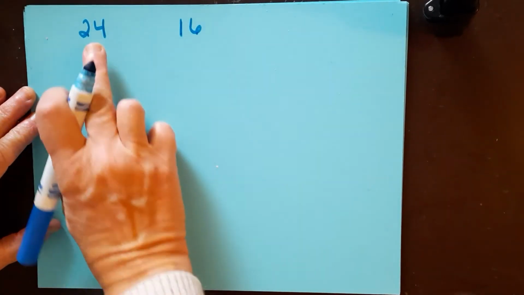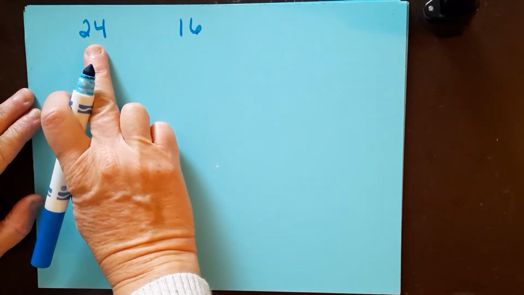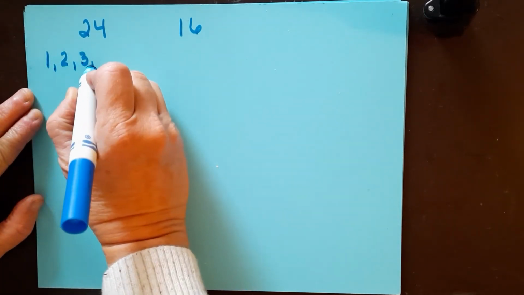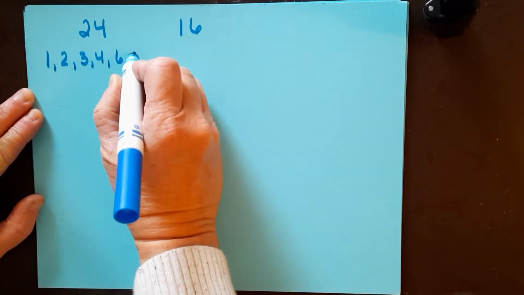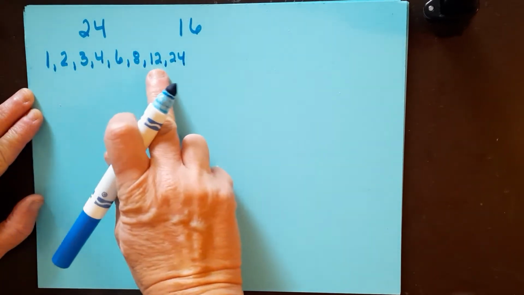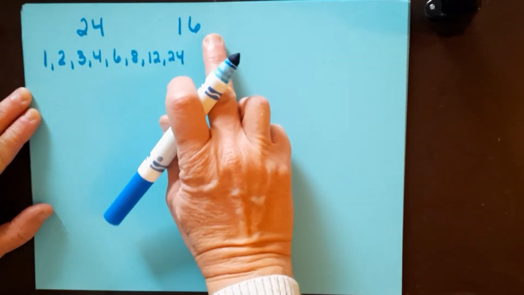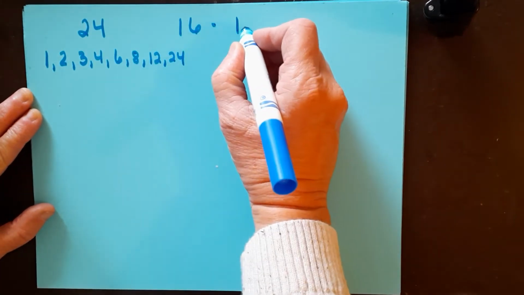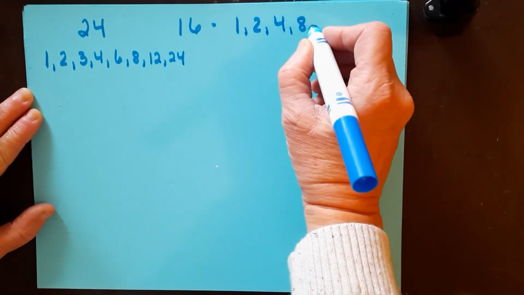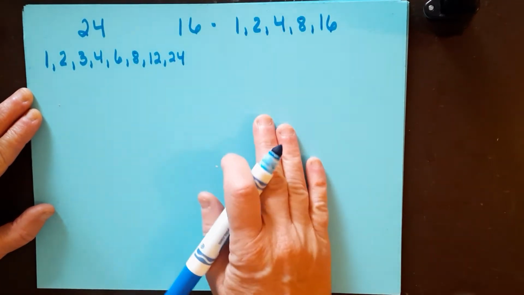First of all, the factors of 24 are going to be the whole numbers that can be divided into 24 evenly. So those would be 1, 2, 3, 4, 6, 8, 12, and 24. All of these numbers are factors of 24. They can be divided evenly into 24. If we list the factors of 16, we get 1, 2, 4, 8, and 16. Those are all of the numbers that can go evenly into 16.